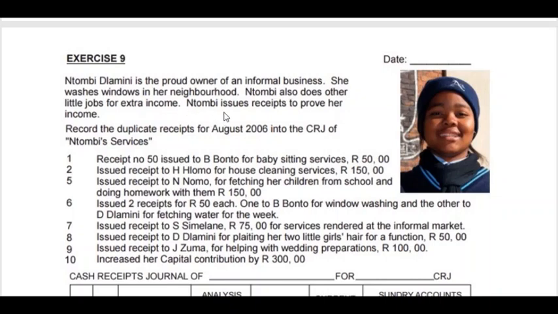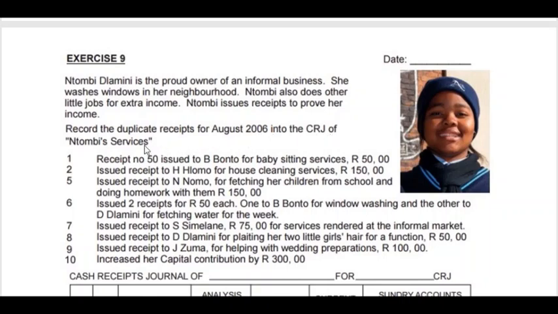It says Ntombi issues receipts to prove her income. Okay, so we will issue receipts. Remember, that's a source document. Ntombi will give the original receipts to her customers and she will keep the duplicate. Then it says you have to record the duplicate receipts for August 2006. This is important. It's the month of August, into the CRJ of Ntombi's services.